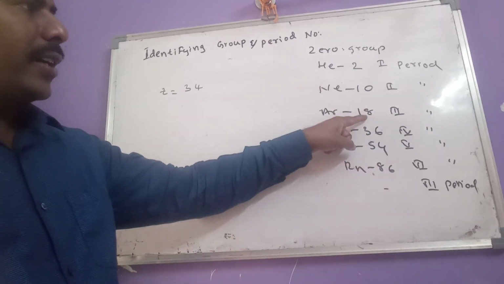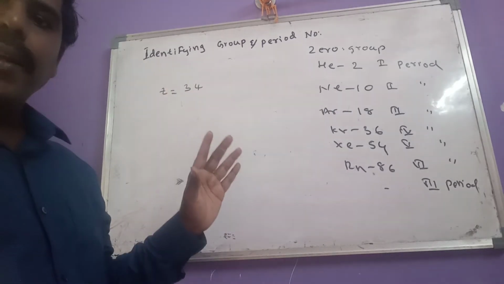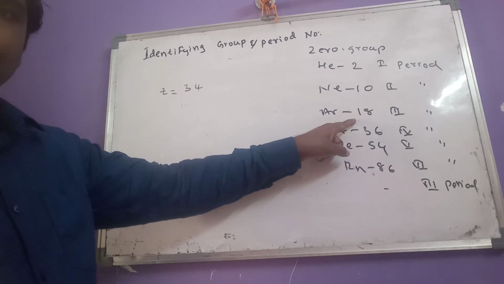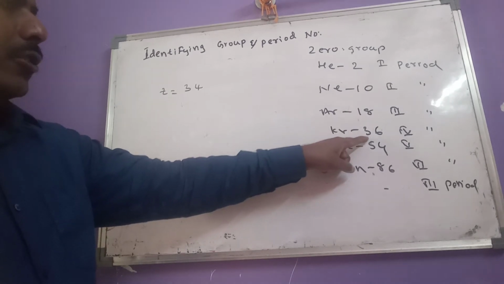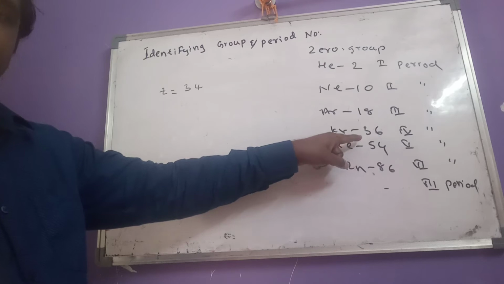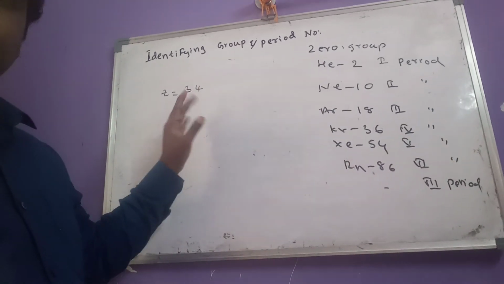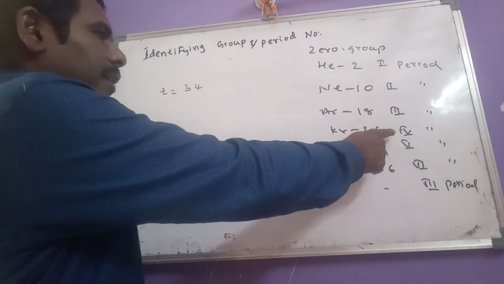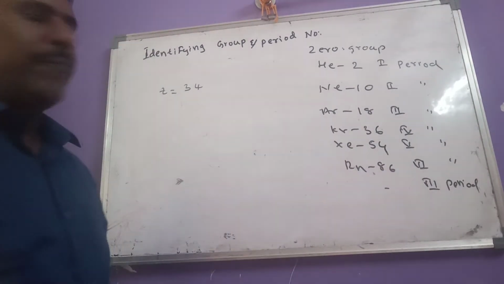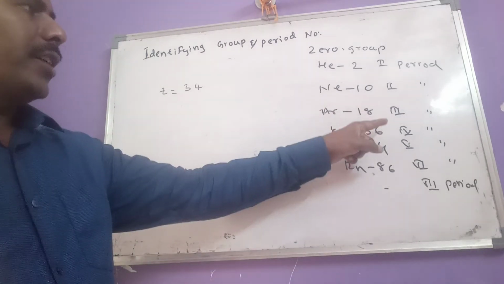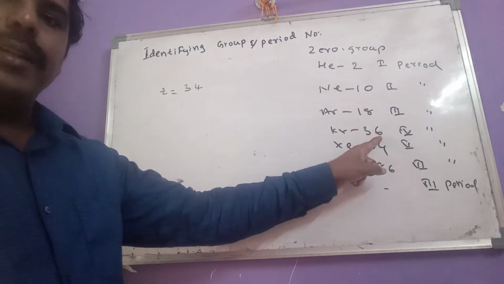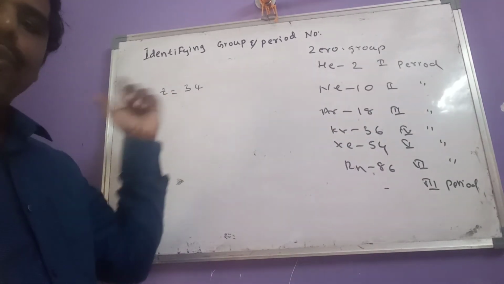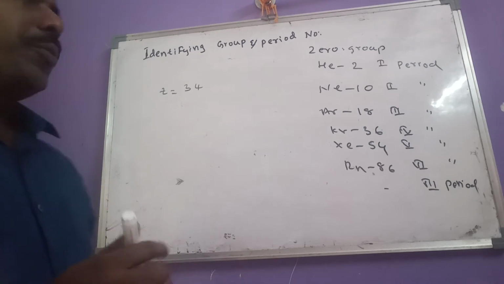That means this element may not be present in the third period, because in the third period the last element has atomic number 18 only, and in the fourth period the last element has atomic number 36. So atomic number Z equal to 34 means that element might be present in the fourth period, after the third period and within the fourth period. So this element belongs to the fourth period, and we have to tell the group number also.